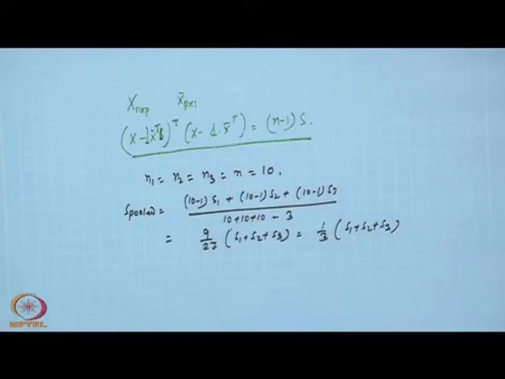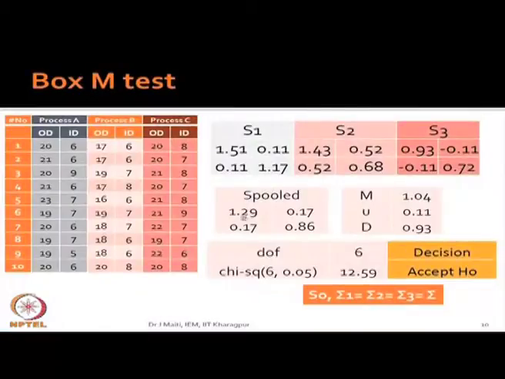Now, you see any one of the values, suppose I want to know how 1.29 is coming here. The corresponding values in S1 is 1.51, in S2 is 1.43, in S3 is 0.93. So, you sum 1.51 plus 1.43 plus 0.93 divided by 3, which will give you this value that you have calculated earlier also. And then using the formula for M, that big formula, you have calculated the M value, that is 1.04, U equal to 0.11, then D equal to (1 minus U) into M, that is 0.93.